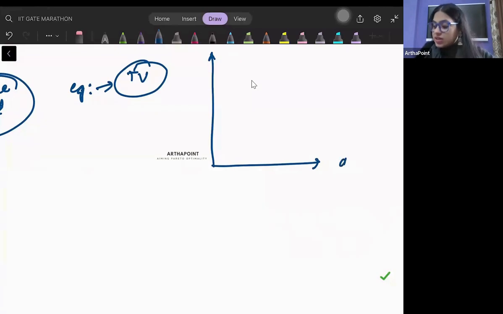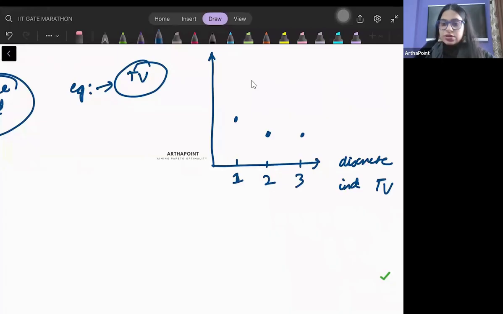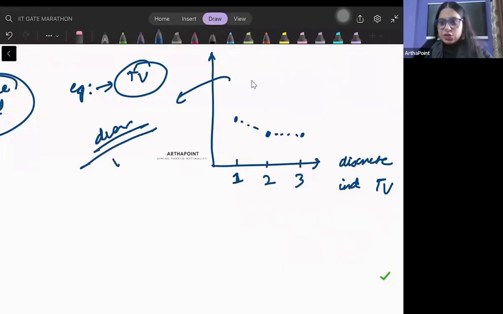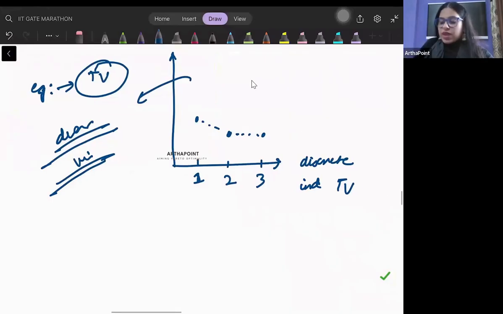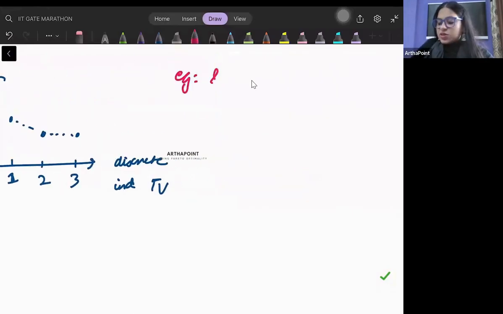But if I take here a discrete indivisible good like TV, either I will have 1 unit, or 2 units, or 3 units. So I will not have a function or a curve like this. You will be showing this with a dotted line, representing that this is a discrete good. I can just consume it in fixed numbers, right? So just see this diagram once. It is there in the video lectures also, but you should be aware that discontinuity is possible, as if you talk about lexicographic preferences.